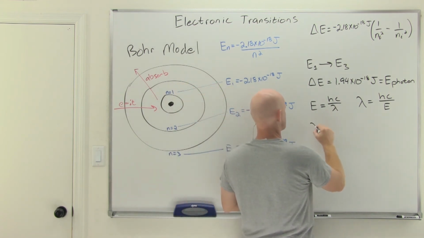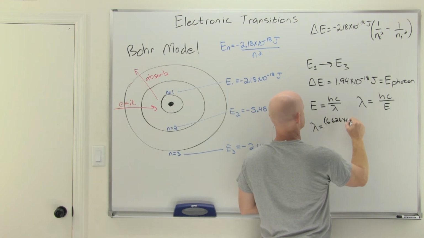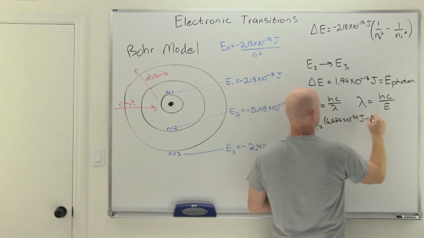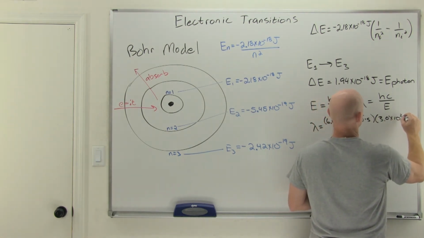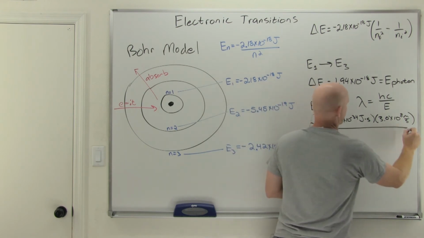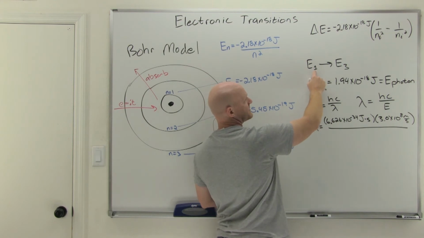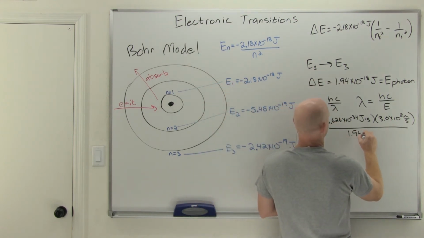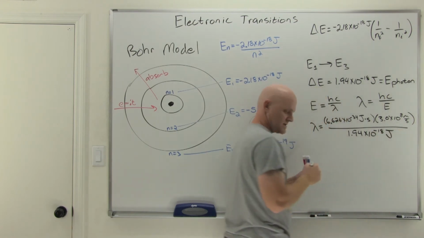And so in this case, we'll get 6.626 times 10 to the negative 34 joule seconds. There's again Planck's constant. Don't have to memorize it. Speed of light, 3.0 times 10 to the 8th meters per second. Once again, a constant you don't have to memorize. And then we'll just take the energy of our photon. We calculated the difference in energy between the first and third orbits and plug that in right here: 1.94 times 10 to the negative 18 joules.